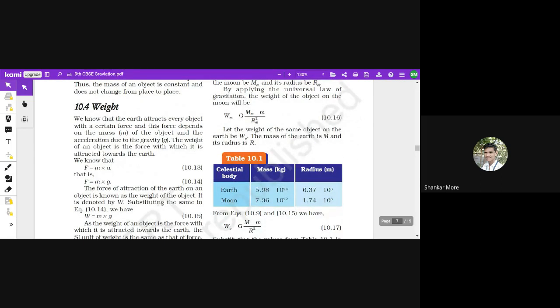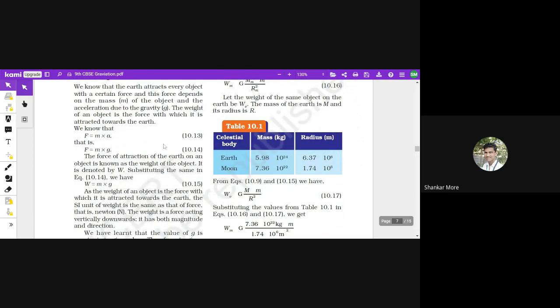We know that the Earth attracts every object with a certain force, and this force depends on the mass of the object and the acceleration due to gravity. The weight of an object is the force with which it is attracted towards Earth, and the formula for that force that we are talking about will be F equals m into a, or mass into acceleration, or we can replace the acceleration with acceleration due to gravity, that is a small g. Right, so the formula for weight is going to be W equals m into g. m is the mass of the object for which we are calculating weight, and g is acceleration due to gravity.